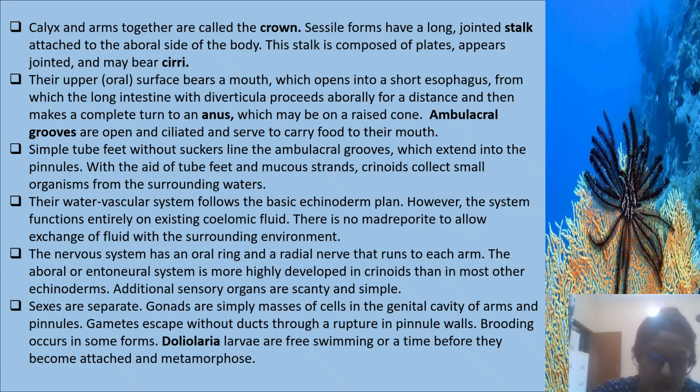Next, the reproduction of Crinoidea. Their sexes are separate. Gonads are simply masses of cells in the genital cavity of arms and pinnules. Gametes escape without ducts through a rupture in pinnule walls. Brooding occurs in some forms. Doliolaria larvae are free swimming for a time before they become attached and metamorphose. Now the topic has ended.